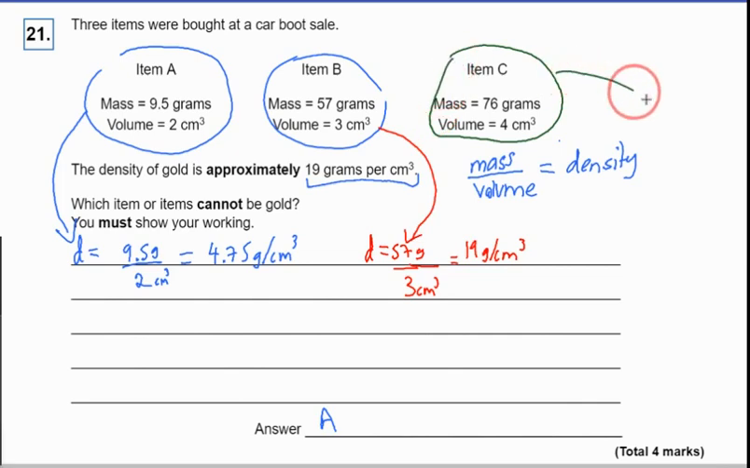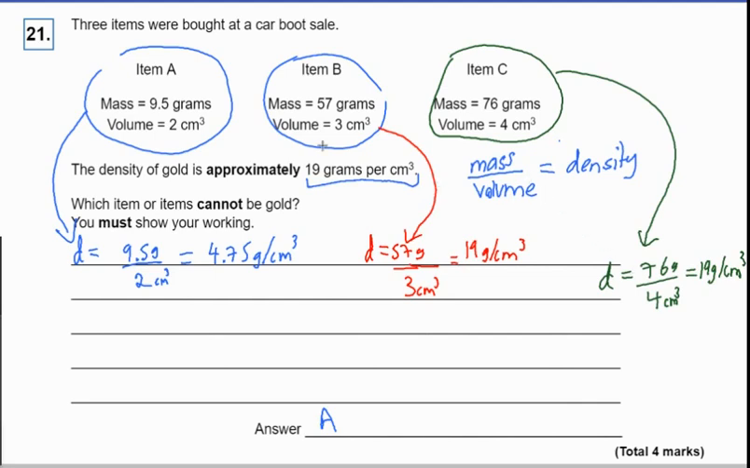And then lastly, we've got item C, where density is equal to mass, which is 76, over volume, which is 4, so 76 grams over 4 centimeters cubed. And that is, again, equal to 19 grams per centimeter cubed. So again, this one could also be gold.